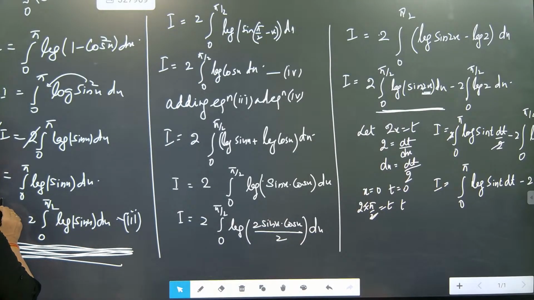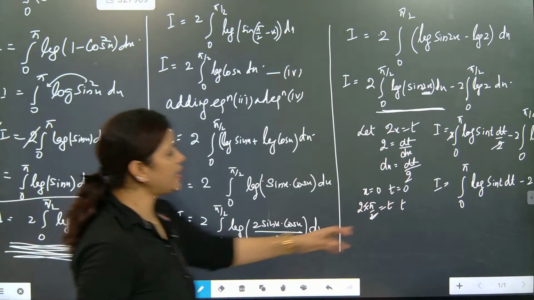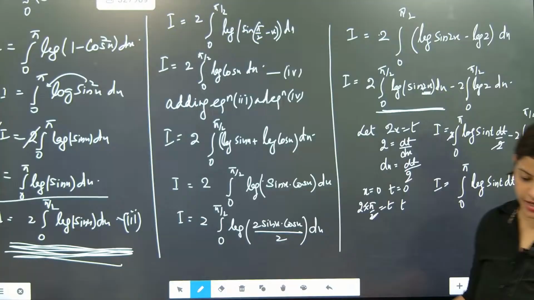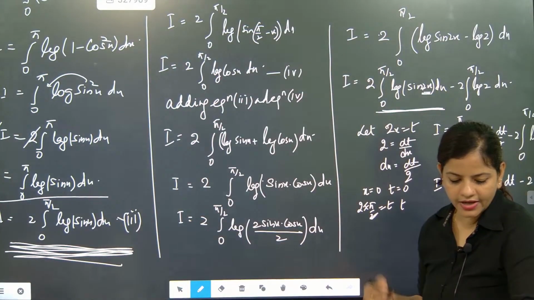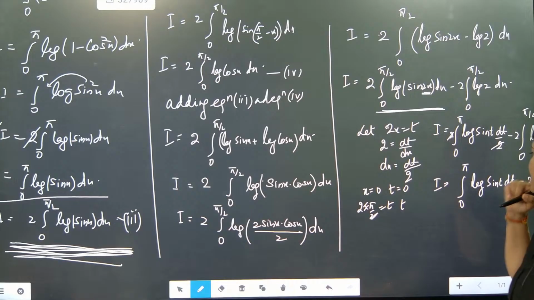Now you see here, this is I. This, 0 to pi by 2, is equal to I. So can I write here I? We can write it there as I. When you write it there as I, it will get added, and it will become 2I. Understood?